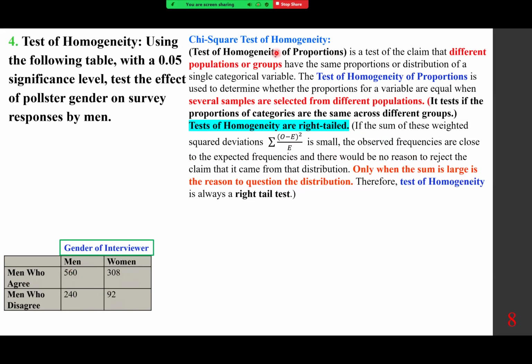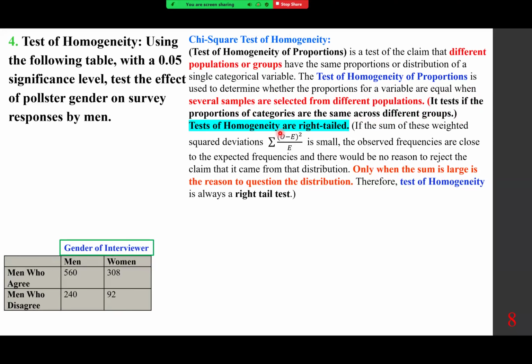Also known as the test of homogeneity of proportions, it is a test of the claim that different populations or groups have the same proportions or distributions of a single categorical variable. It is used to determine whether the proportions for a variable are equal when several samples are selected from different populations. It tests if the proportion of categories are the same across different groups.